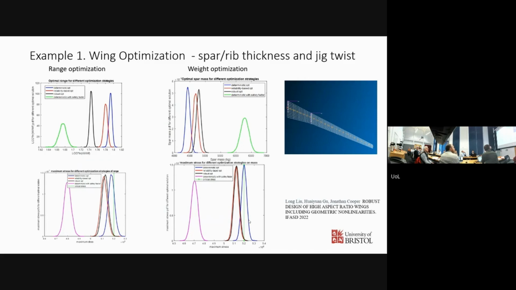So although if you look at the weight, the deterministic optimum is the least weight solution, and indeed it also gives you the largest amount of range, that doesn't take into account the uncertainty. So as soon as you put the safety factor in, you find, and of course we've got different colors here, which doesn't help, but in terms of that, the optimal stress reduces directly.